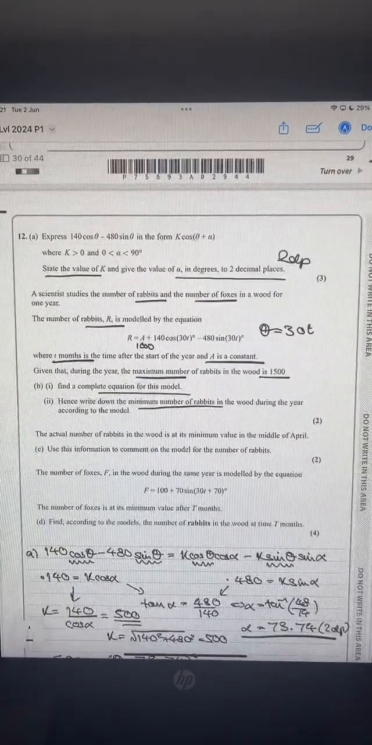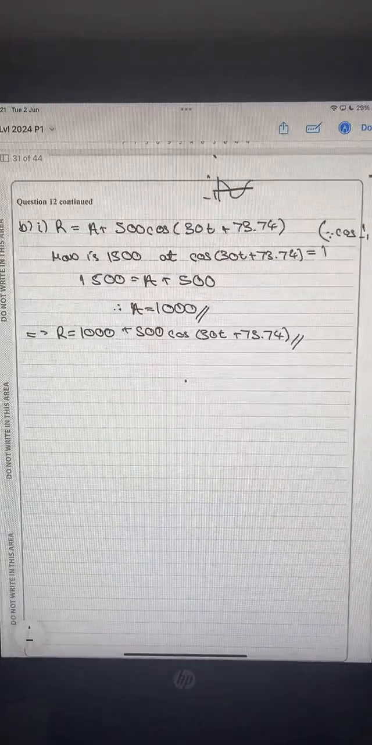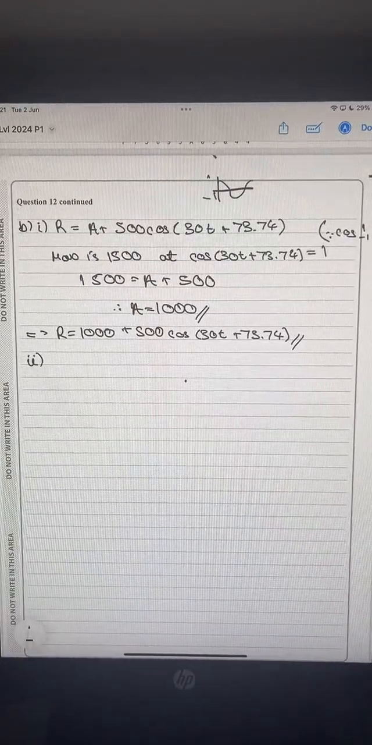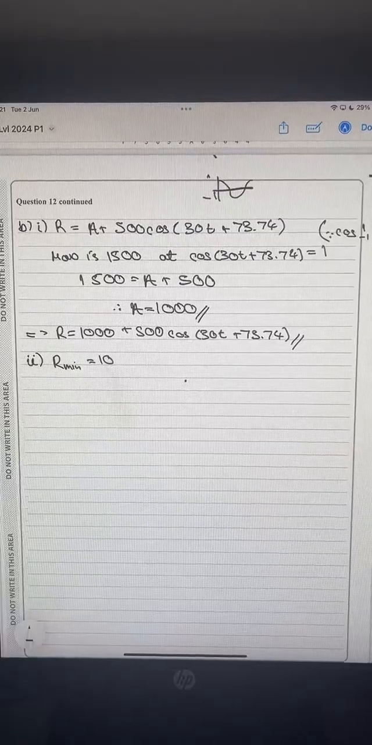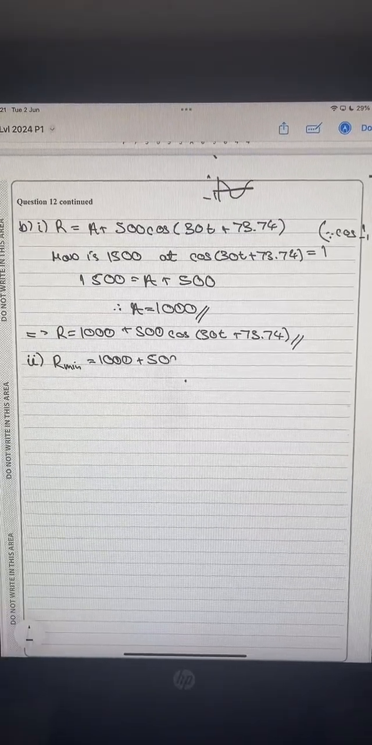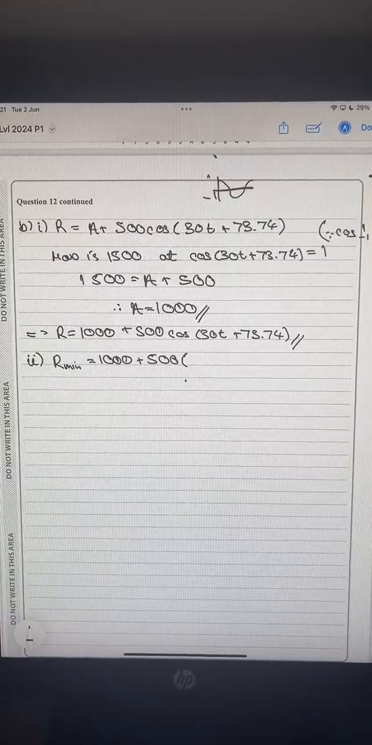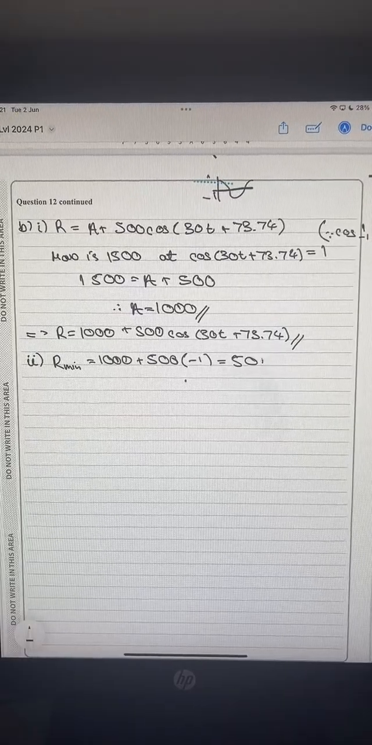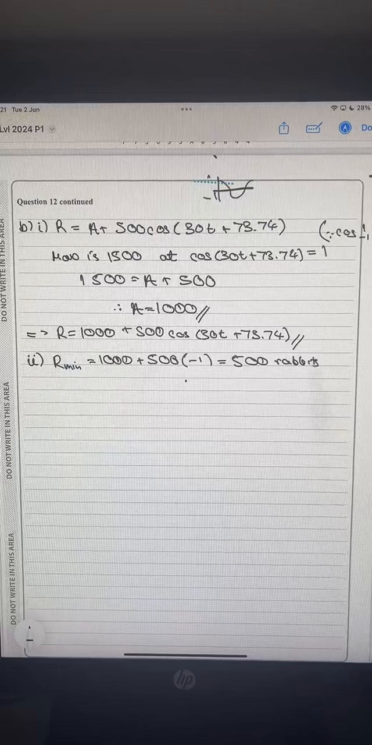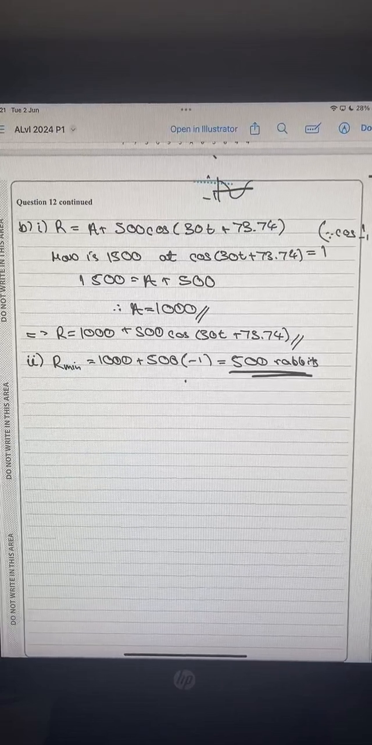Now, hence, write down the minimum number of rabbits according to the model. So we're going to use exactly the same logic. Using our cosine graph, the minimum value of cosine is -1. So our min is equal to 1,000 plus 500, and to make this as small as possible, we need to take away the largest amount. So it's got to be a negative, and a very negative one. The smallest negative it could be is -1. So then that's just 1,000 minus 500 equals 500 rabbits. And that's it for part 2.